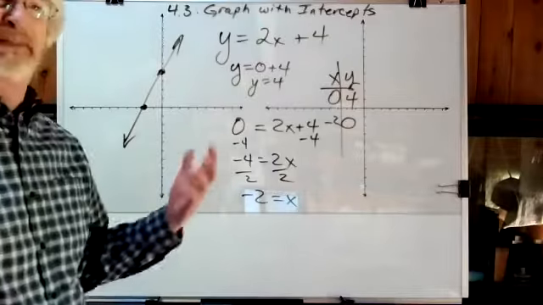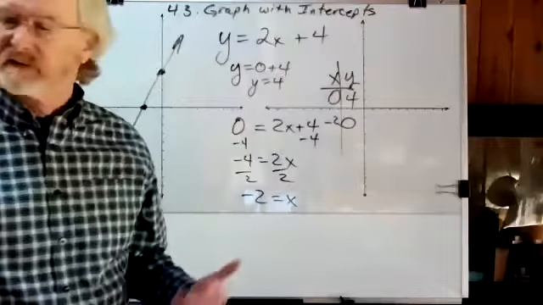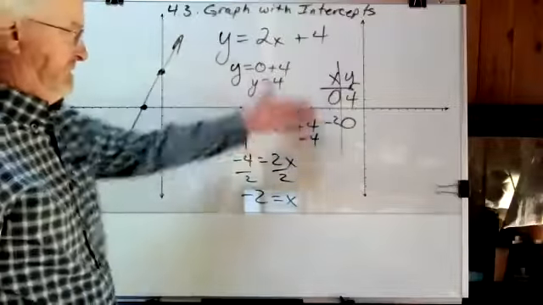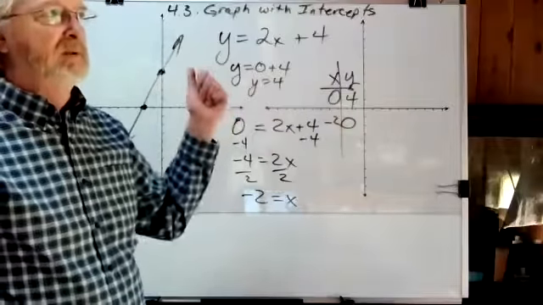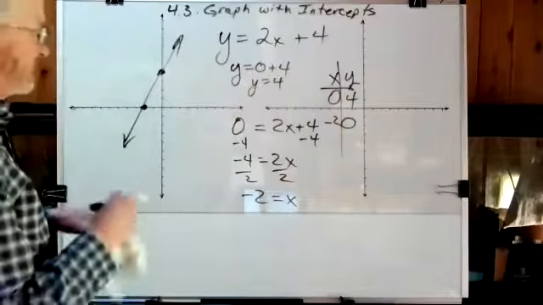So the process of graphing using the intercepts is just that. Plug in 0 for x and see what you get for y. Plug in 0 for y and see what you get for x.